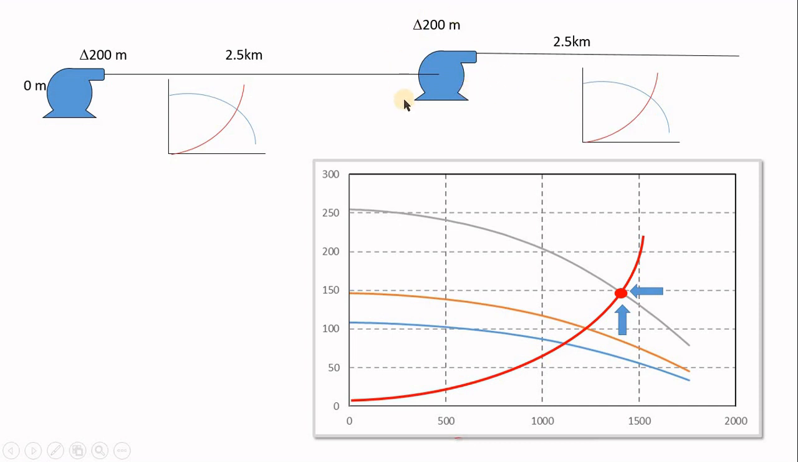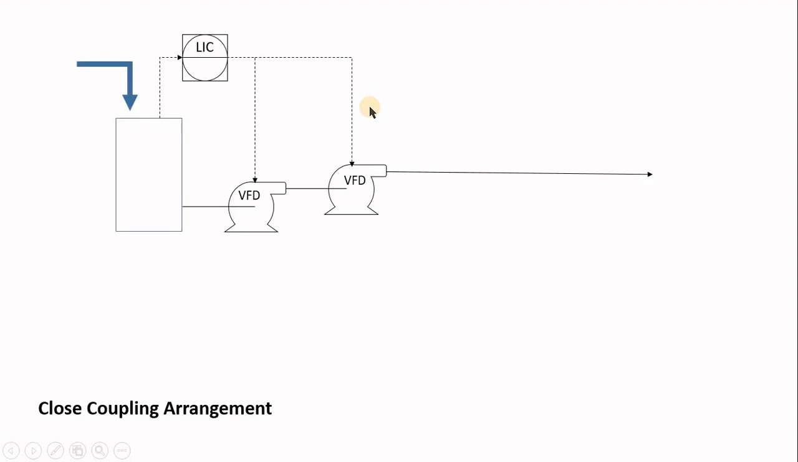Now, you can't assume that you will be able to put the second pump exactly in the middle of the line, or in the middle of where your differential pressure or head is required. Sometimes because of the power supply, sometimes because of the structure of the pipe, the ground and the construction. So it could be, let's say, 2 kilometers in one place and 3 kilometers in another, or 3 kilometers and 2 kilometers the other way. So how do we control a close coupling setup?